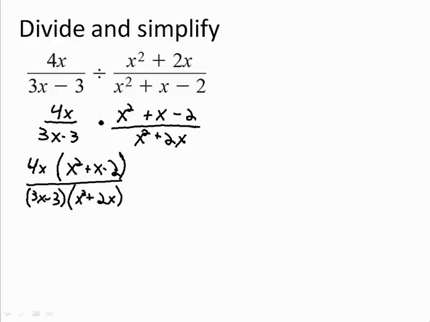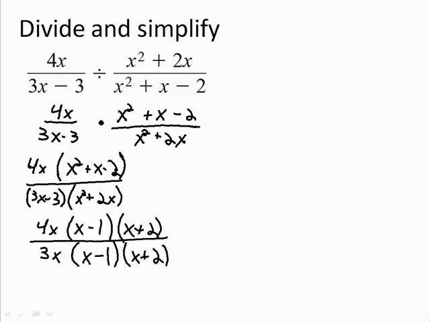Factor the x squared plus x minus 2 into x plus 2 and x minus 1. Factor a 3 out of the 3x minus 3, and factor an x out of the x squared plus 2x. 4x times the quantity x minus 1 times the quantity x plus 2 divided by 3x times the quantity x minus 1 times the quantity x plus 2. The x's, x minus 1's, and x plus 2's cancel out. You are left with 4/3.